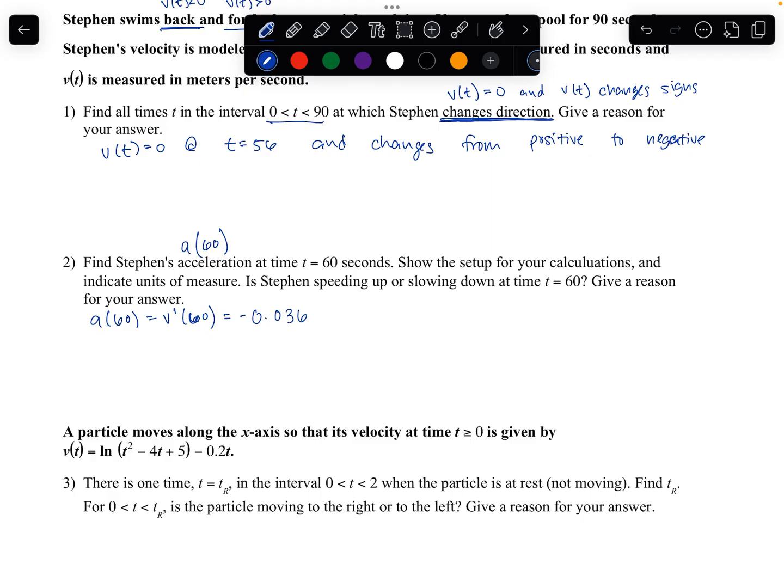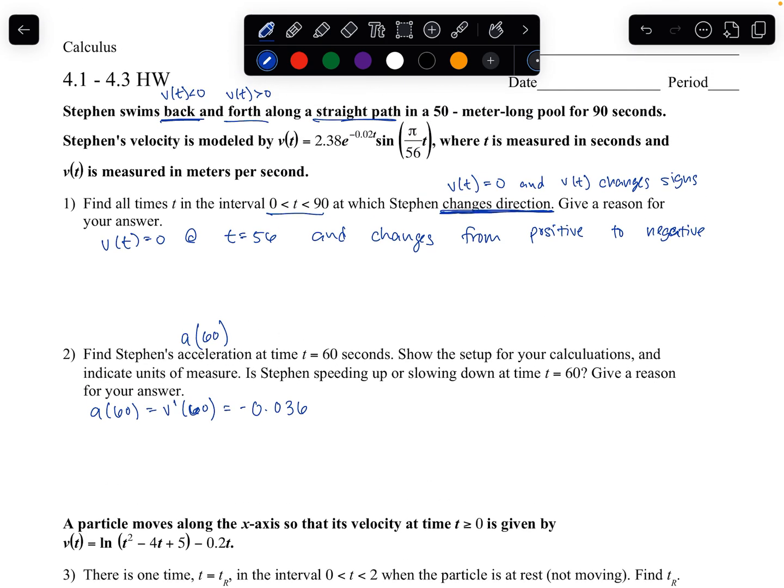Show the setup for your calculations, which I just did right there, and indicate the units of measure. So the units of measure are going to be, well, velocity is measured in meters per second. So when I take the derivative, that's going to be in meters per second, or you can say meters per second squared.